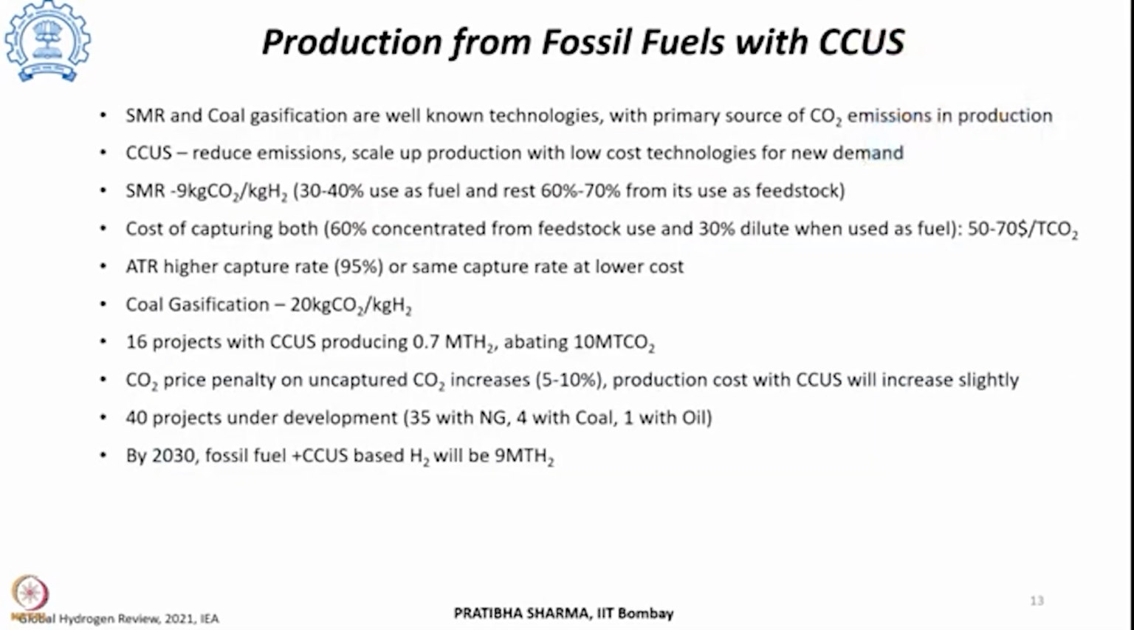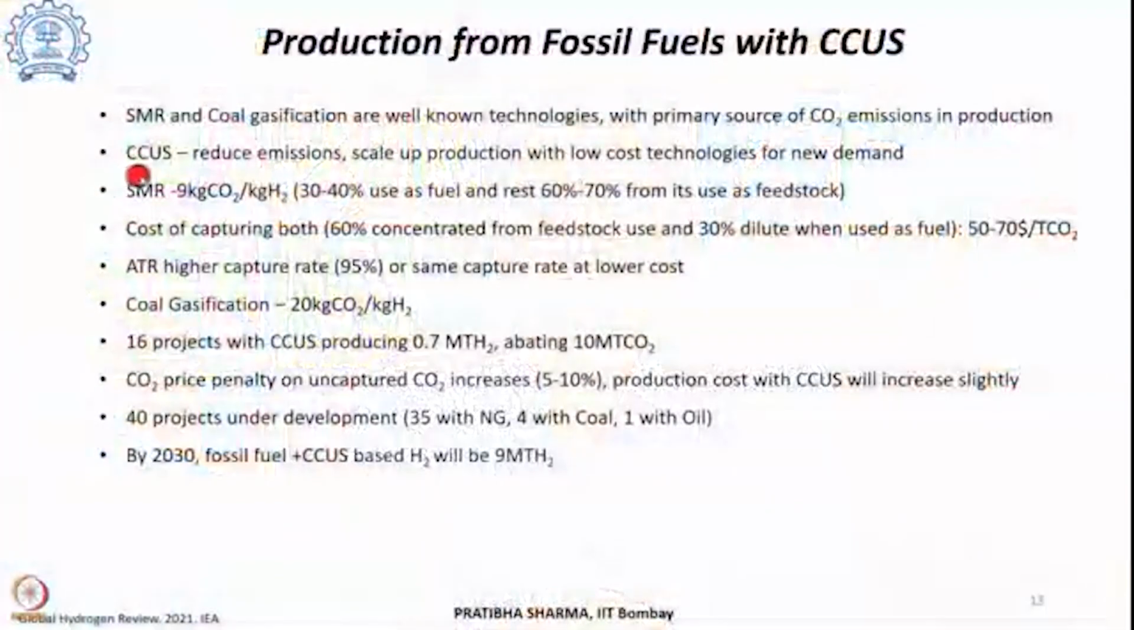Now, we know that the other possibility for sustainable hydrogen production is that we can produce it from fossil fuels and integrate CCUS along with it. Steam methane reforming and coal gasification are very well known technologies, but they are the major polluters also, releasing carbon dioxide emissions during hydrogen production. So, it is essential that CCUS should be integrated.